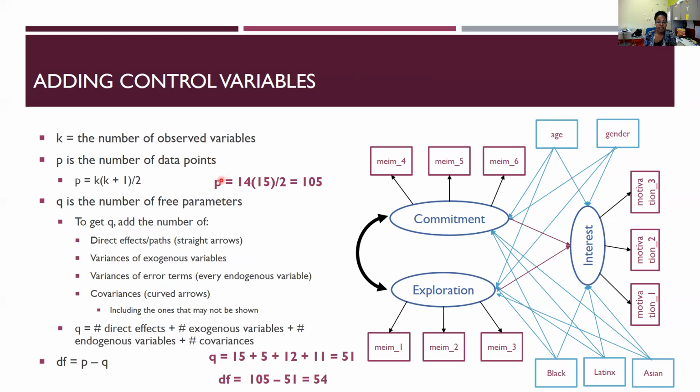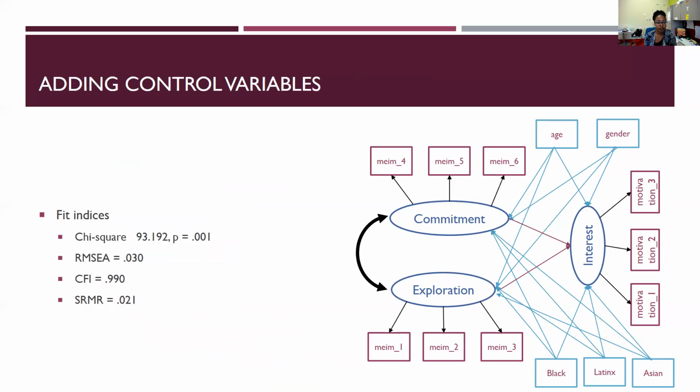All right, so we've added 5 more observed variables, so that gives us 105 data points. We now have 15 extra paths to estimate. So that adds a bunch here. We have 6 exogenous variables. And then we have our endogenous variables of our indicators, commitment, expiration, interest. So our model is still over-identified. It's just that those numbers have gone up a lot. And you can see how quickly a model gets complex when you're adding in variables.